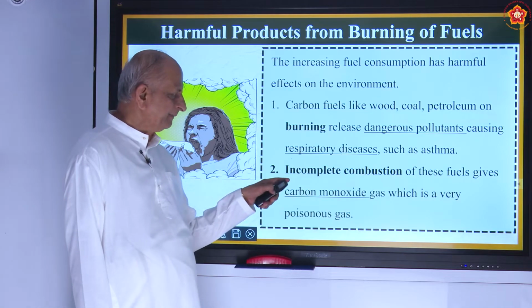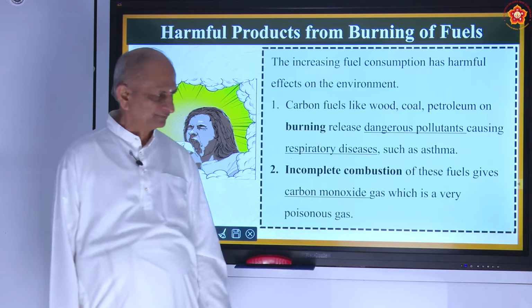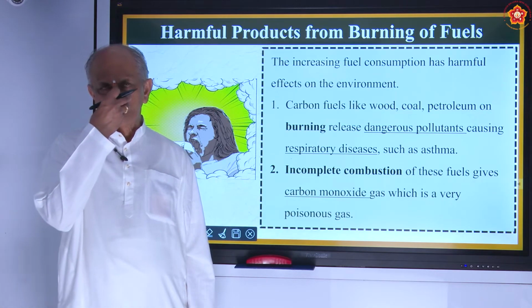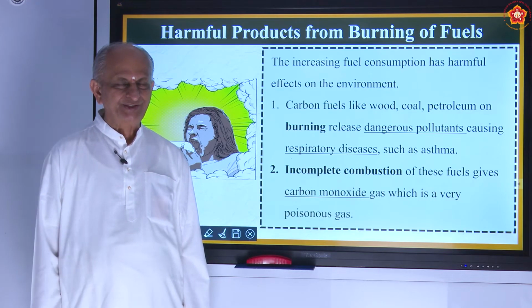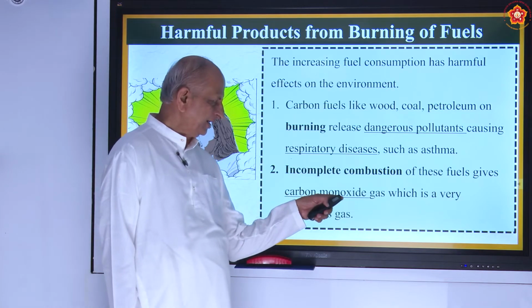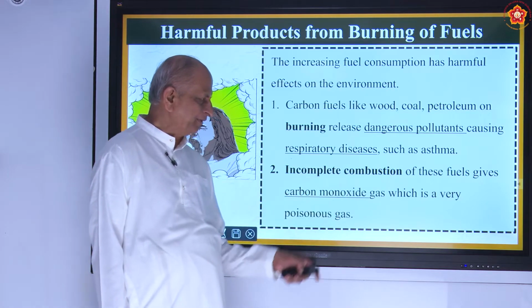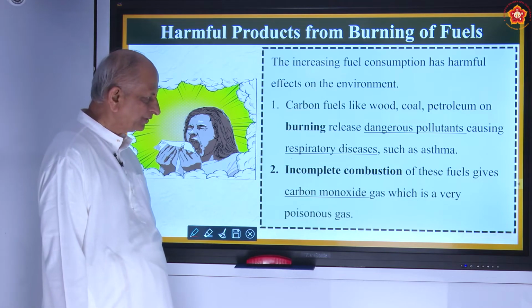Then incomplete combustion of these fuels gives carbon monoxide gas, which is very, very poisonous. Therefore, nowadays, two-wheeler riders are using nose masks. In cities, you might have seen it, because they are exposed to carbon monoxide gas, which is a poisonous one.